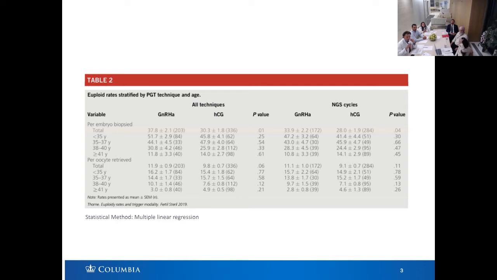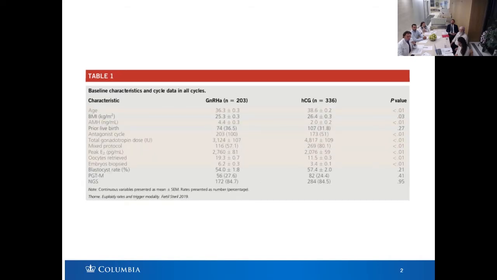Now I'll draw your attention to table 1. With the characteristics here, as expected, the GnRH agonist group had lower age, lower BMI, and lower total gonadotropin use, and that same GnRH agonist group had higher AMH, number of oocytes retrieved, peak E2 level, and number of embryos retrieved. There were similar rates across trigger types for blastocysts, blastocyst rate per fertilized oocyte, and similar rates of PGT-M and NGS between both groups.